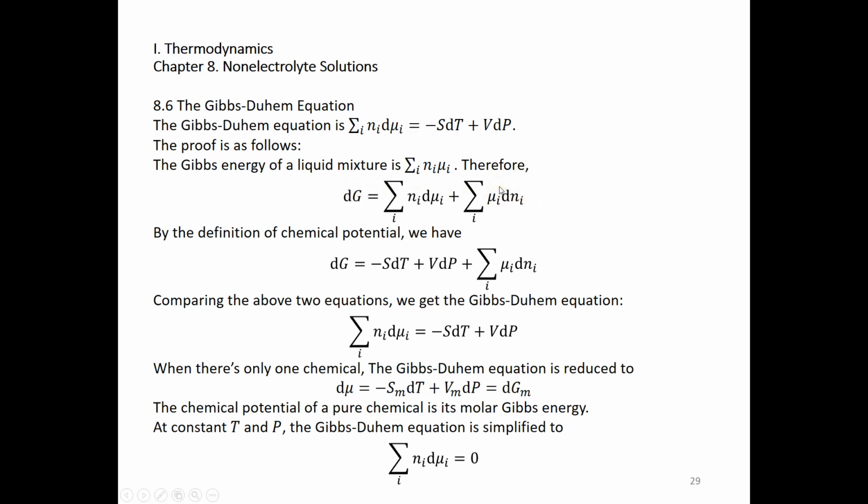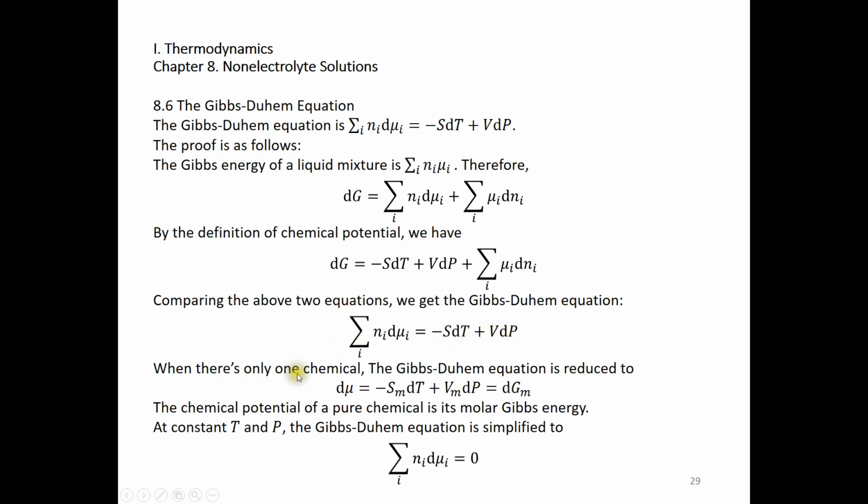Now we have this equation, and also we have the other equation as the definition of chemical potential. We compare these two equations and find they are equal, and therefore we cancel the sum of mu i dNi on both sides. Then we have the sum of Ni d mu i equal to negative S dT plus V dP. And this is the Gibbs-Duhem equation.